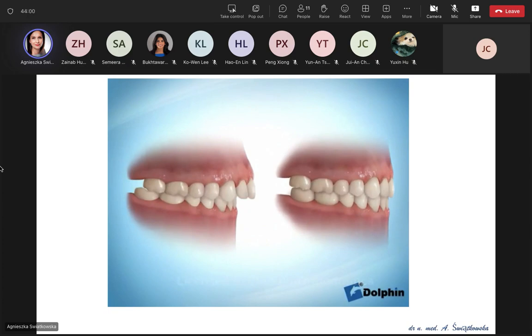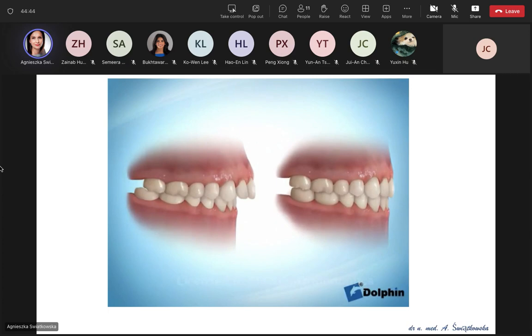A different situation we have if we have class 2 division 2. In this situation, before treatment, usually we should change the position of the incisors to the correct position. Usually we use braces to do this, and then if we achieve alignment of the teeth in the upper arch, we can take a functional bite and prepare this kind of functional appliance for the patient. So the patient needs 2 stages of treatment.